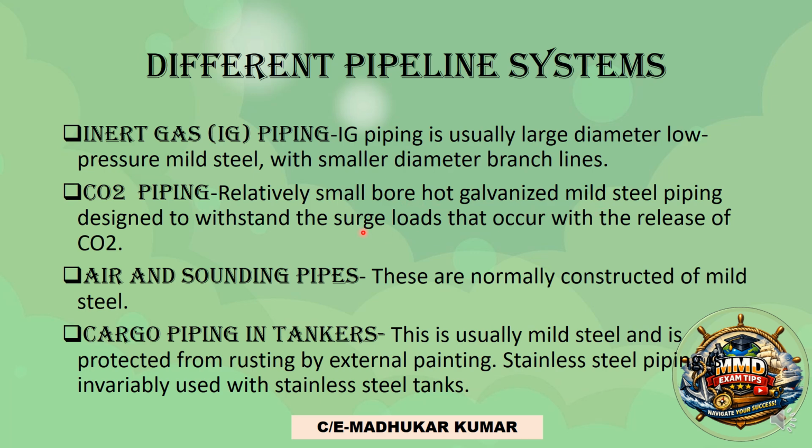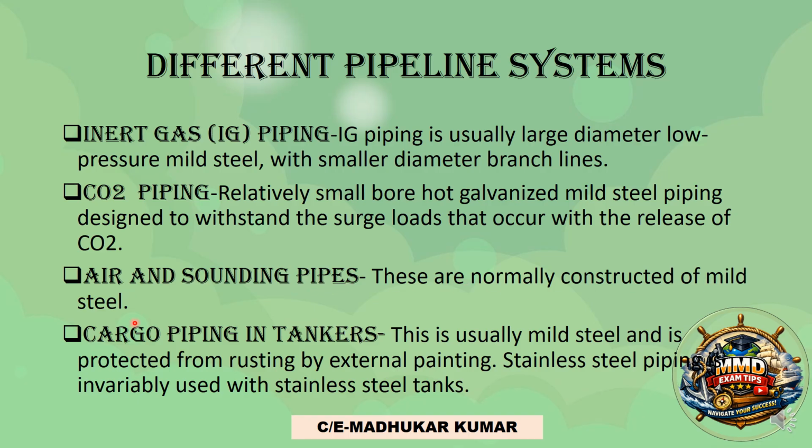CO2 piping is a small bore pipeline, hot galvanized mild steel, designed to withstand the surge loads that may occur during the release of the CO2. So it can withstand high pressure. That pipeline should be there, and it can take the loads. So galvanized mild steel is utilized. Next are your air and sounding pipes, constructed of mostly mild steel.